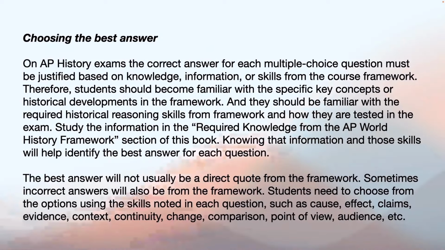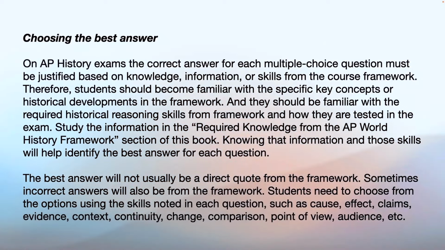Choosing the best answer. On AP History exams, the correct answer for each multiple choice question must be justified based on knowledge, information, or skills from the course framework. Therefore, students should become familiar with the specific key concepts or historical developments in the framework, and they should be familiar with the required historical reasoning skills from the framework and how they are tested in the exam. Knowing that information and those skills will help identify the best answer for each question.